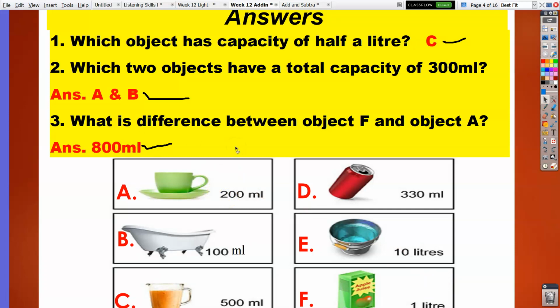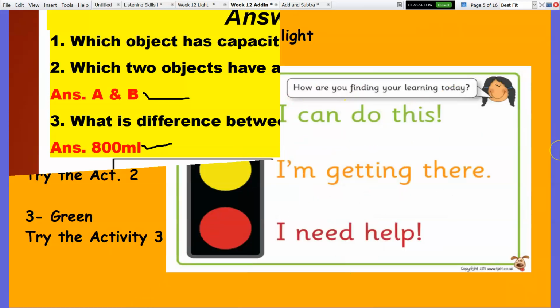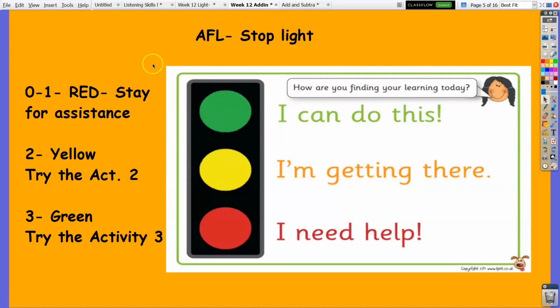Did you get all the correct answers? Good job. If not, stay tuned and learn from this video. If you got 1 or less, you are red. You need more help, so you have to listen to this video carefully. If you get 2, you are in yellow, you're getting there. And if you get 3, you can do this. You already have knowledge about adding and subtracting capacity. We're just going to enrich your knowledge, and we will use that to solve some problems later on.